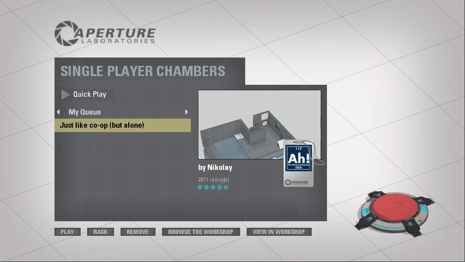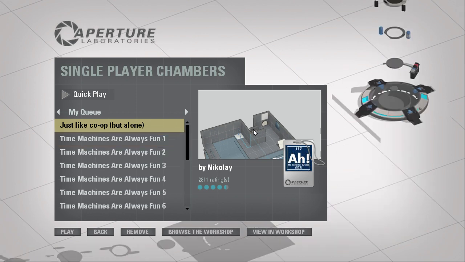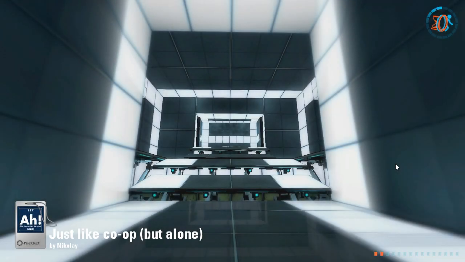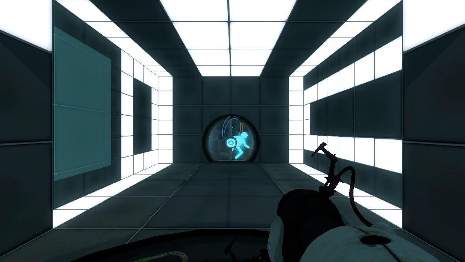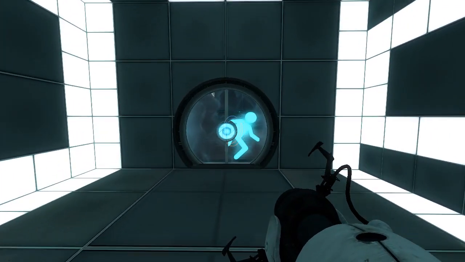This one is the top-rated map in the entire workshop. Just like co-op, but alone. Well, we'll see. Now, I did notice that a lot of the top-rated maps did not look very good. It looked like they were just popular for being easy. But I do happen to know that there are some good-looking maps, and we'll be playing those next.